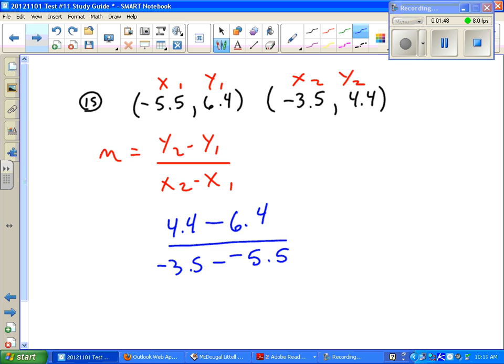Any time you're dealing with minus a negative number. 4.4 minus 6.4 is negative 2 over, we're going to add these two up. Minus a negative means add. Negative 3.5 plus 5.5 is a positive 2. So you have m equals negative 2 over positive 2, a negative divided by positive. M's value is negative 1 as your slope.